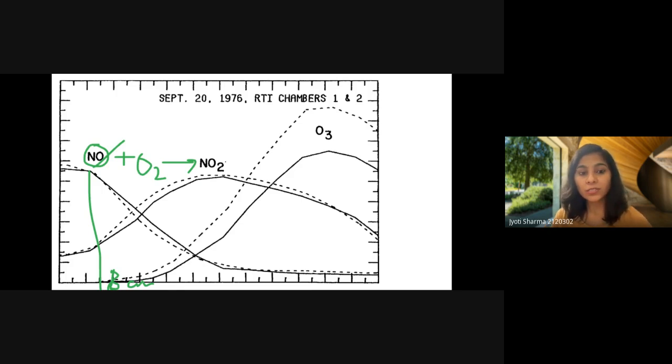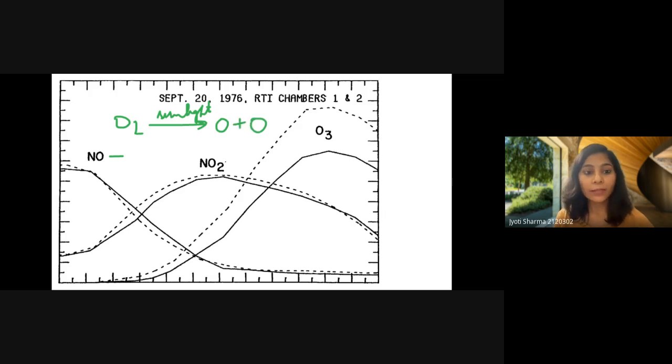Let me give you more clarification. First, NO is from the vehicle. That is very clear. Then we have oxygen, and in the presence of sunlight or ultraviolet radiation, the ozone molecule will break down into an oxygen molecule and an oxygen atom. Then one oxygen atom will react with this NO, and this will give you NO2.